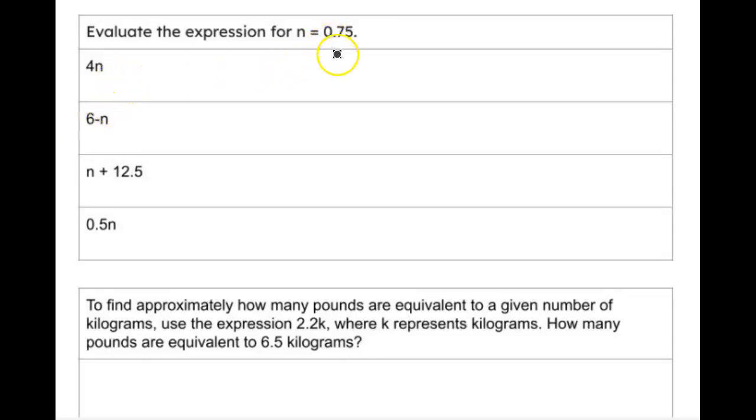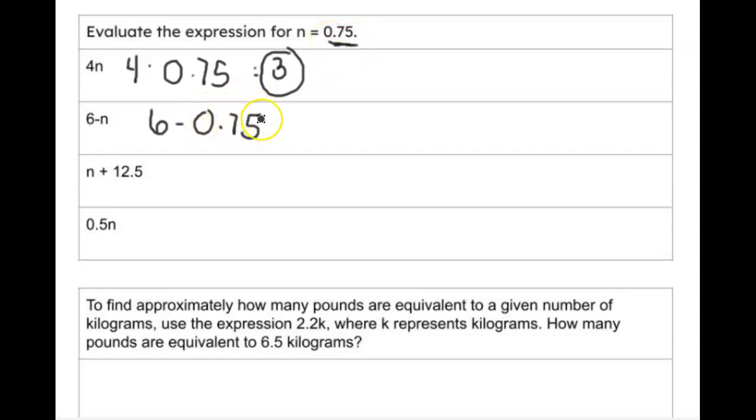Let's look at n equals 0.75. So that's what we're using to plug in for n on all four of these problems. A letter and a number next to each other means multiplication. So I'm going to take 4 times 0.75. And I got 3. Our next one, we're taking 6 minus n. So 6 minus, remember our numbers right up here, 0.75. And I get 5.25.